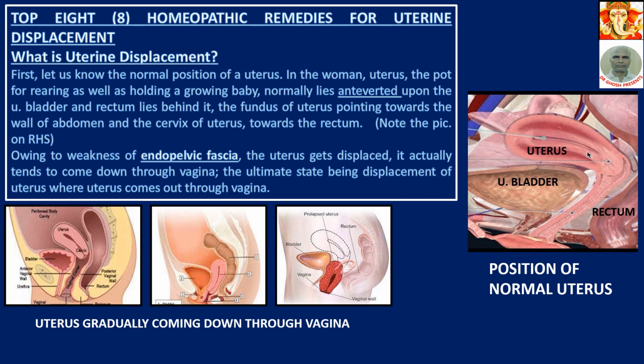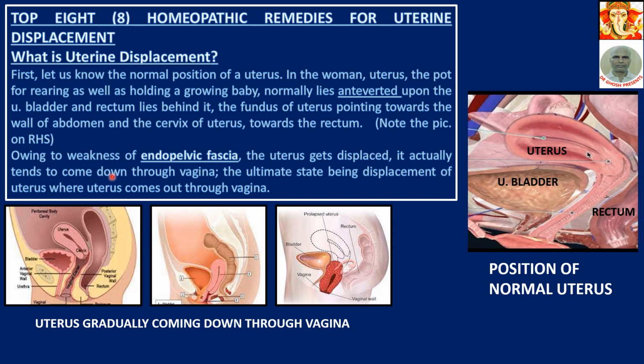Look at this picture. This is the urinary bladder. This is the uterus. Behind, the rectum is coming this way, and this is the vaginal canal. Along the uterus, this canal is coming down, this is the vaginal canal. Now, this fat portion is the fundus of the uterus, it is looking towards the abdomen. This rather narrow portion is called the cervix, it is towards the rectum.